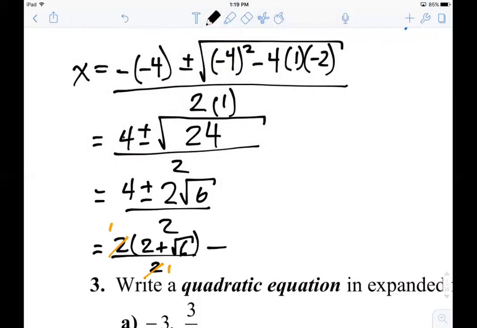So my final simplified form of all of this is that, and actually maybe I'll just write a separate statement here. I can say, therefore, x must be equal to, I forgot my minus sign there, 2 plus or minus root 6.